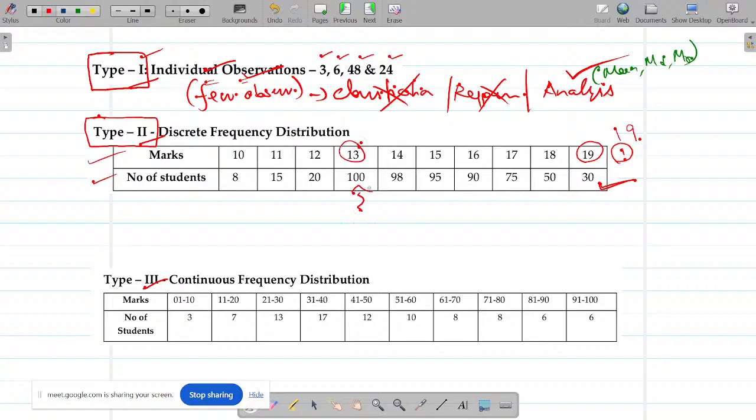Yes. It's not just 4 or 5 observations. If it's just 4 or 5 observations, I can go for type 1 data. But it's not just 4 or 5 observations. What happens here? We have so many students. Can I get the value of this one? That is, how many students are in this observation?